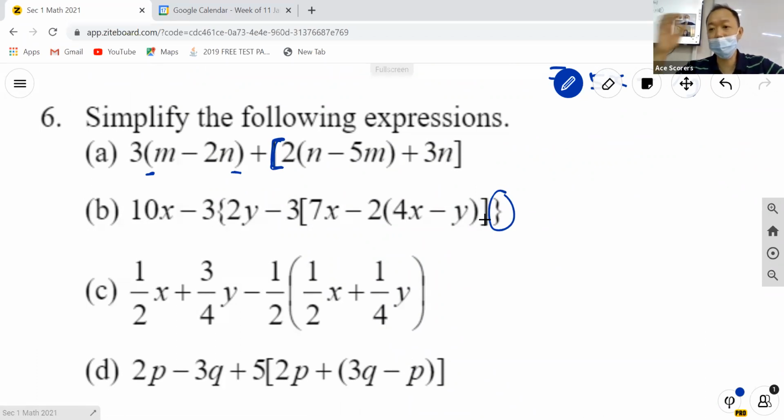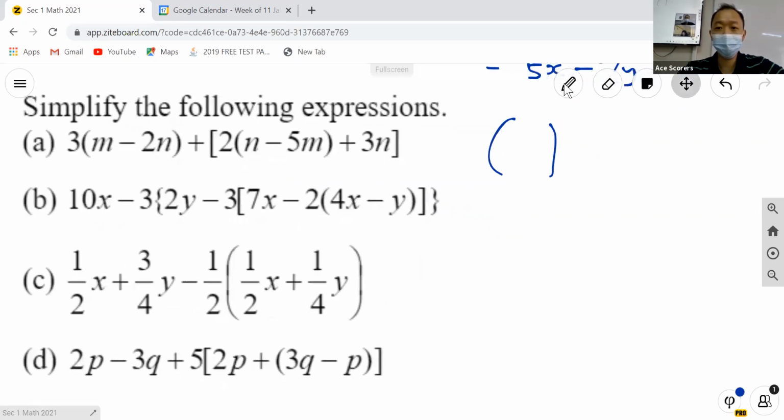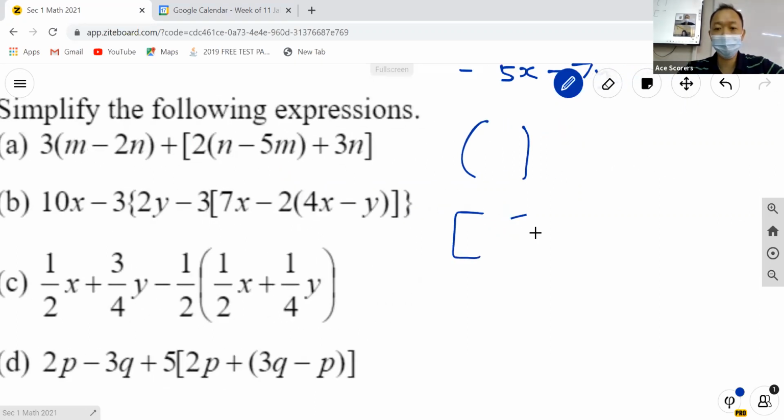Now, do you remember the Botman's rule? Botman's rule says you gotta solve brackets first, right? Brackets first, right? So out of these 3, which one do you solve first? Can we just draw them out? So you have the curve one. The bracket thingy. Yeah, we have the square one. And then we have the curly one. Okay, which one do you need to solve first?